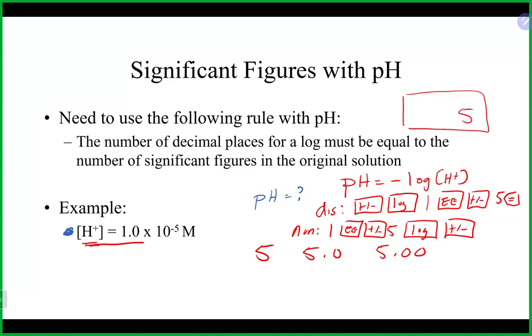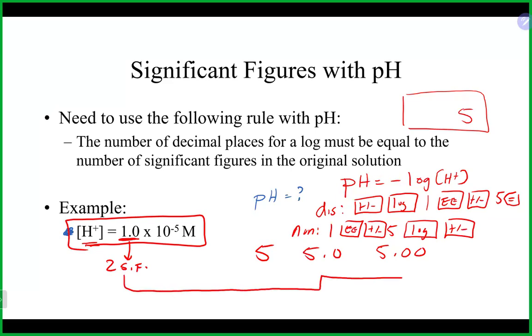So this is our concentration. It is written in scientific notation, which means it has 2 significant figures. And because it has 2 significant figures, the answer should have not 2 significant figures, but should have 2 decimal places. So our correct answer here should be 5.00.